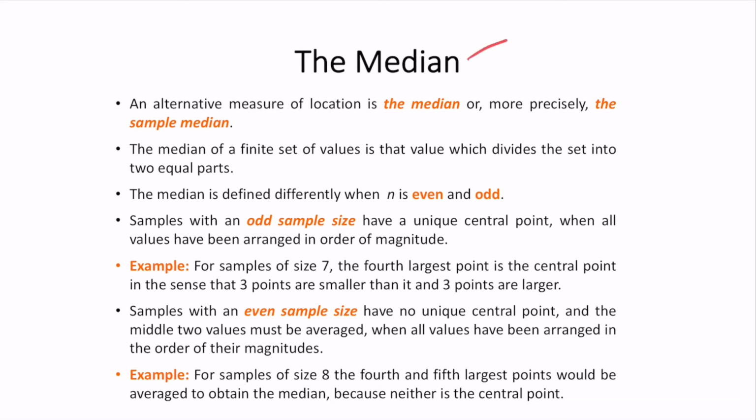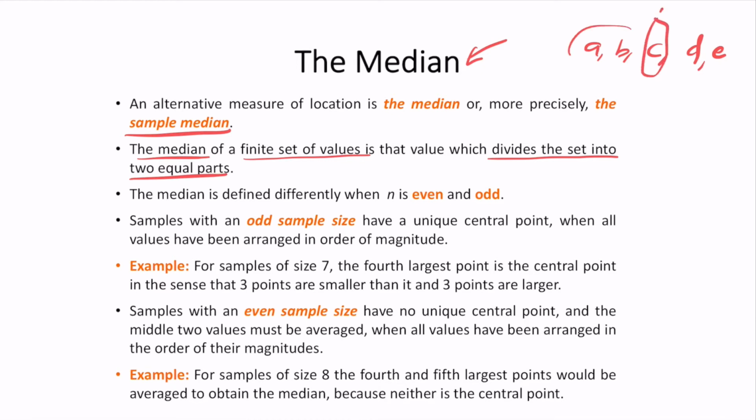So the second measure we're going to talk about is the median. The common name for this is sample median. The median is basically, for a finite set of values, the value that divides the set into two equal parts. For example, if you have a set of values, say A, B, C, and D, the median is the value that splits the values into two equal halves. For example, C here is the value that splits AB and D. So C becomes the median. So this is in a simple sense.